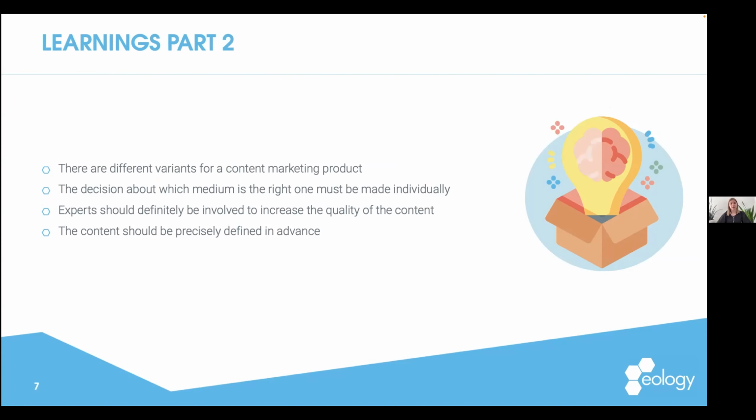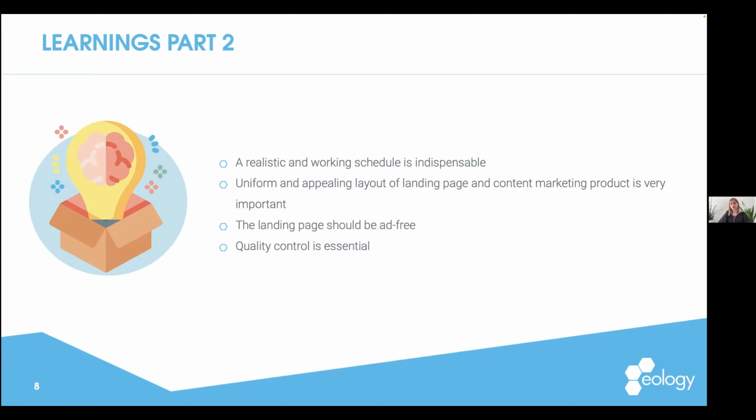There are different variants of a content marketing product, and the decision about which medium is the right one must be made individually. If you do a white paper, an ebook, or an infographic, whatever you want to use, you should definitely involve experts to increase the quality of the content, and the content should be precisely defined in advance. Also, a realistic and working schedule is indispensable. You have to make a uniform and appealing layout for the landing page and for the content marketing product, which is very important. The landing page should be ad-free, and quality control in the end is essential.